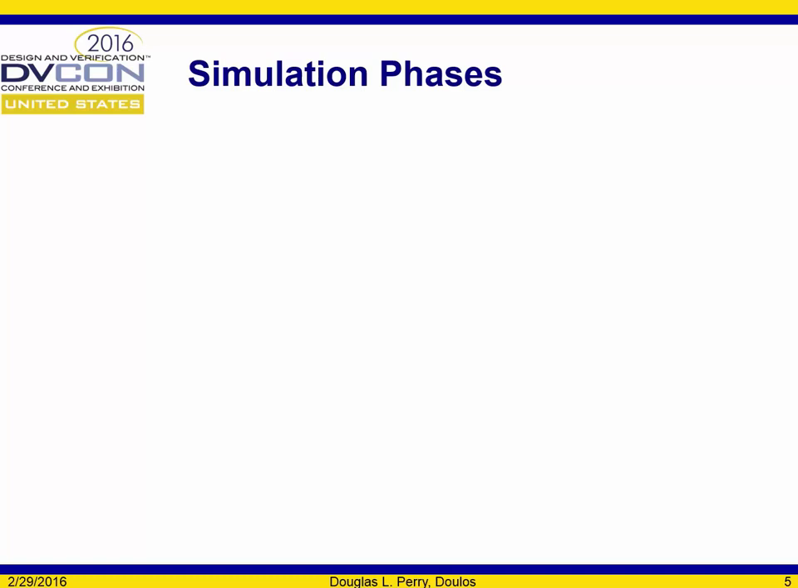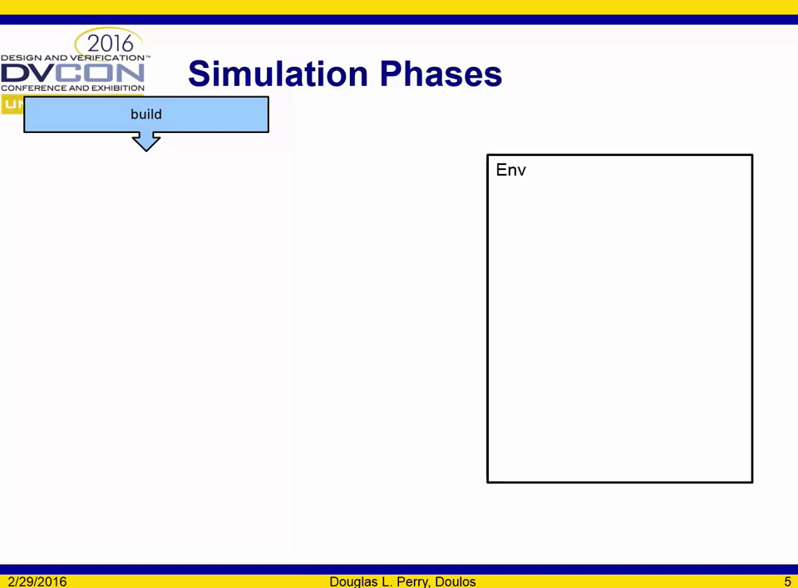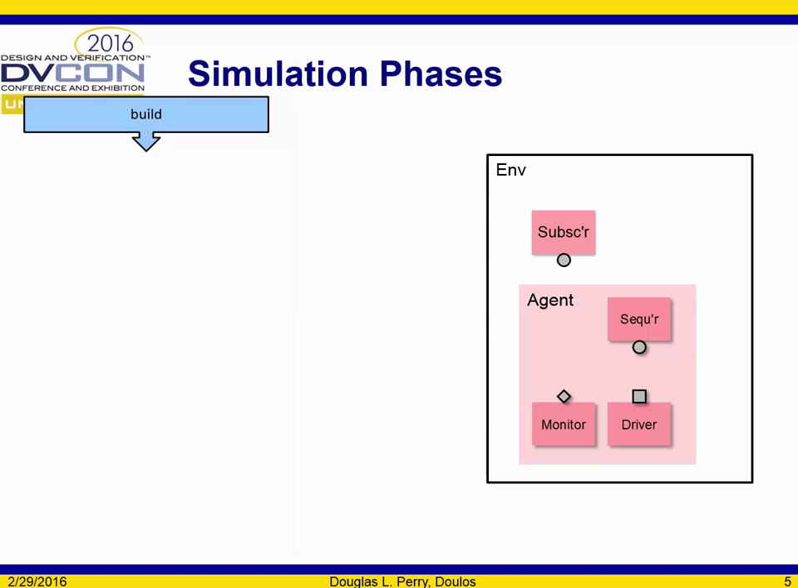The other thing about UVM that is confusing to a lot of students is that there's a clear definition of when you do things. There are these simulation phases. In the build phase, you build things using the factory. And again, it's clearly defined that it's a top-down process, and that's confusing to some of the students. In this case, we're going to build the environment first. Then we're going to build our agents and subscribers, for instance. And then we're going to build our sequencers, monitors, drivers, etc.